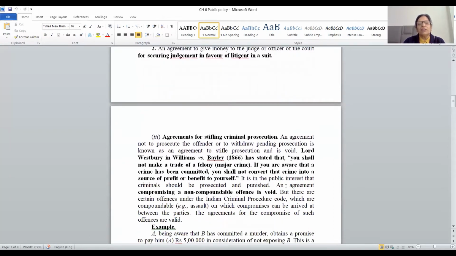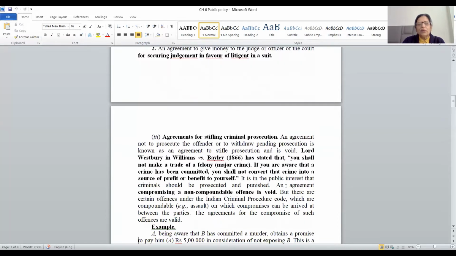Now, the third point is agreements for stifling criminal prosecution. Any agreement not to prosecute the offender or to withdraw a pending prosecution is known as an agreement to stifle prosecution and is therefore void. Anyone who has committed a crime must bear the punishment for that.